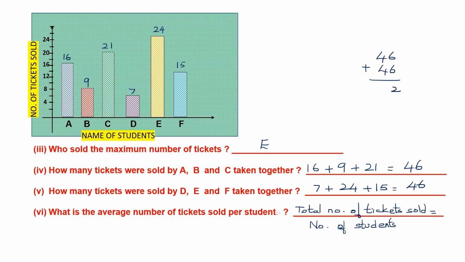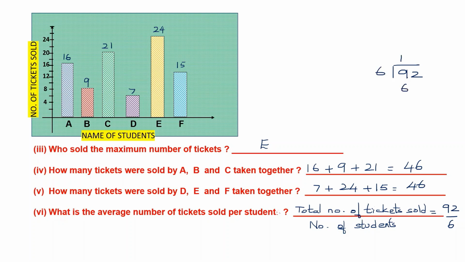6 plus 6 is 12, carry 1. 4 plus 4 is 8 plus 1 is 9. So we've got 92. Let's write that. So 92 is the total number of tickets sold, divided by the number of students. How many students are there? A, B, C, D, E and F will be 6 students. So we're going to divide 92 by 6. So let's divide 92 by 6.